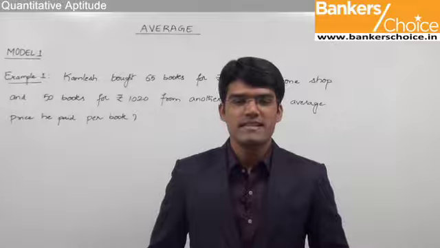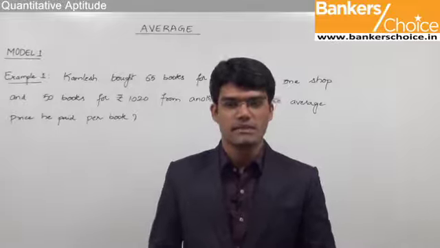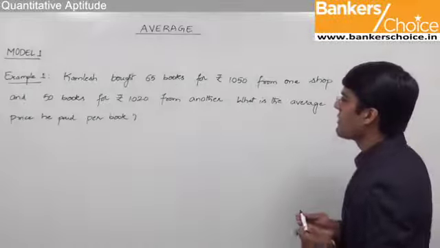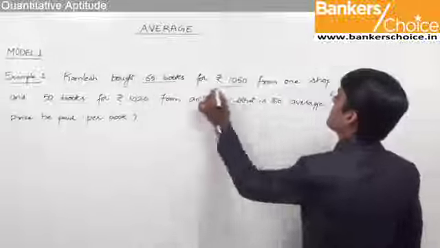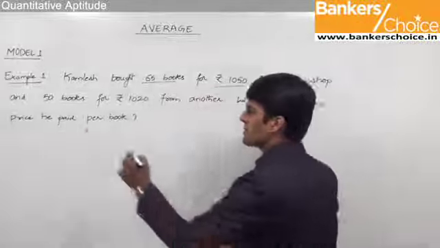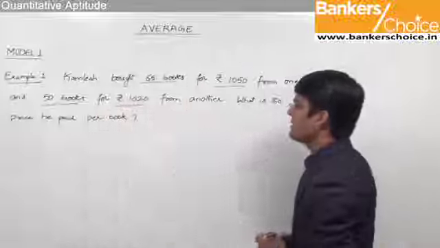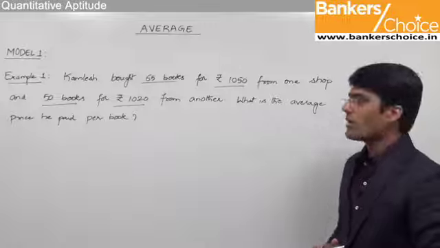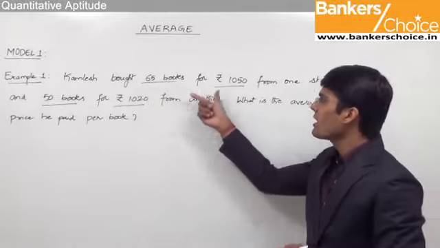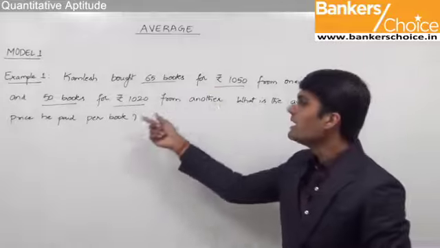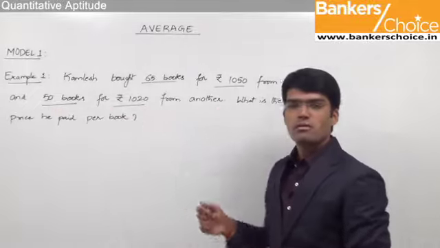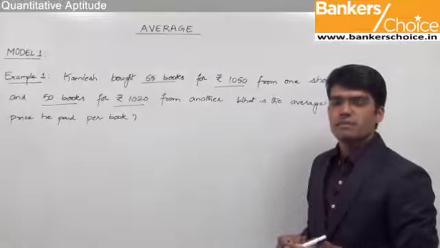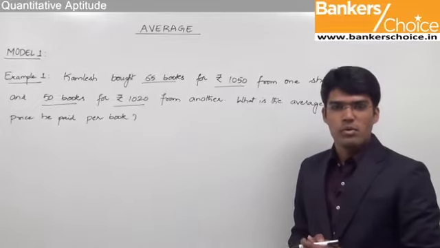Let us now take some basic examples based on the definition of average. Here the question is, Kamlesh bought 65 books for rupees 1050 from one shop and 50 books for rupees 1020 from another. What is the average price he paid per book? So as you can see here, 65 books were bought for a total amount of 1050 and 50 books were bought for a total amount of 1020. And from this we are supposed to find out the average price that he has paid per book.